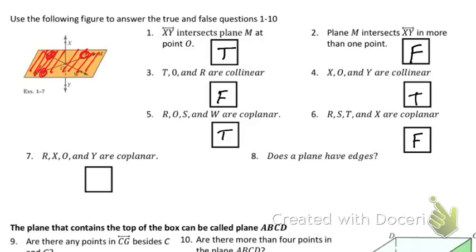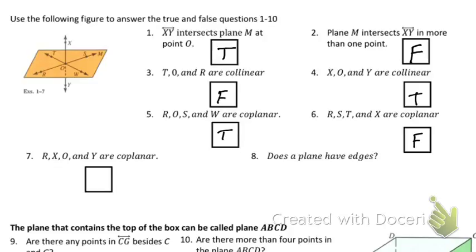R, X, O, and Y are coplanar. One person wants to venture this guess. Anyone new want to jump in on this action? No? What do you got? True. It is true. It's a little different, right?